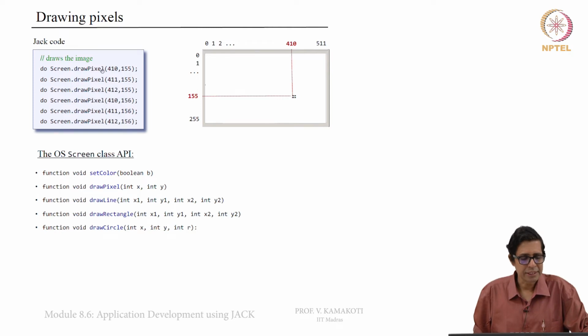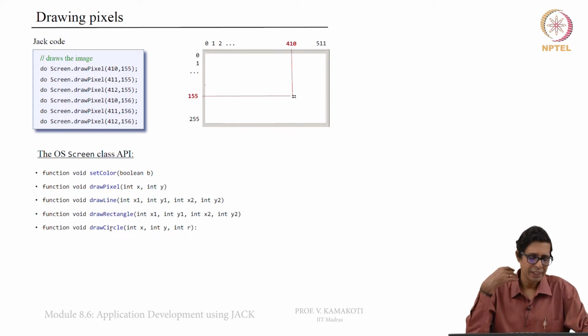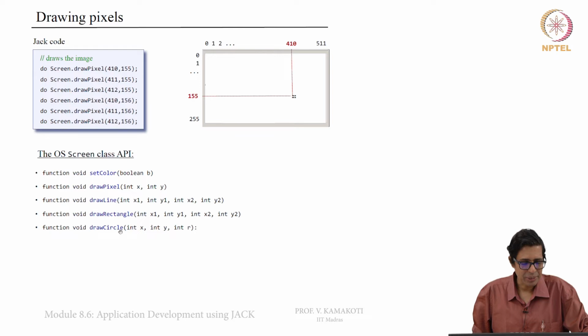So in Screen I can say drawPixel(410, 115), and if I put all these Screen.drawPixel calls, it will print all these 6 dots as you see here. So I can set the color as 1 or 0, I can draw a pixel, I can draw a line, right, I can draw a rectangle, I can draw a circle, and these are all given as the OS Screen class to us, right. Normally this is currently done by the Hack CPU. In advanced computing, these functions will be done by the hardware, the graphics card.